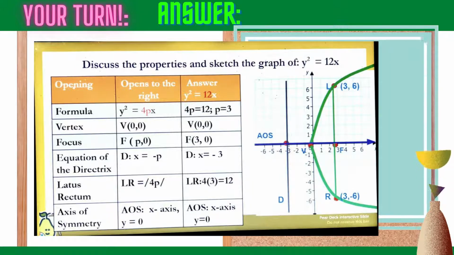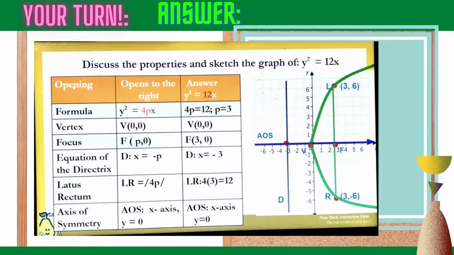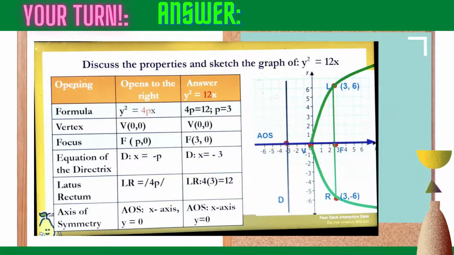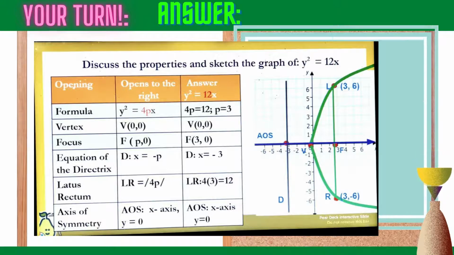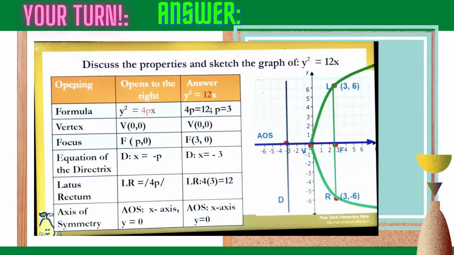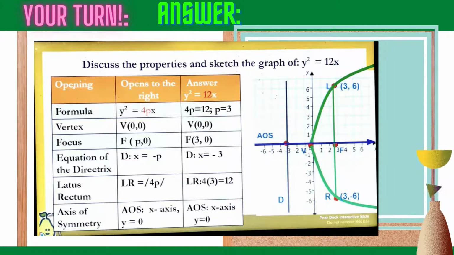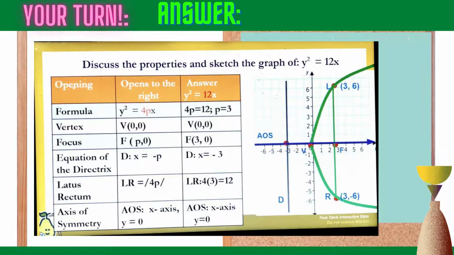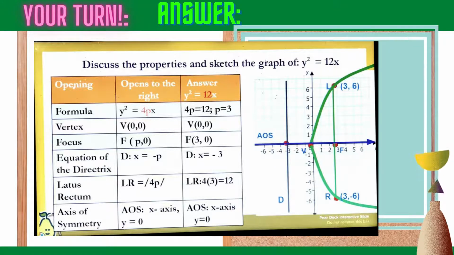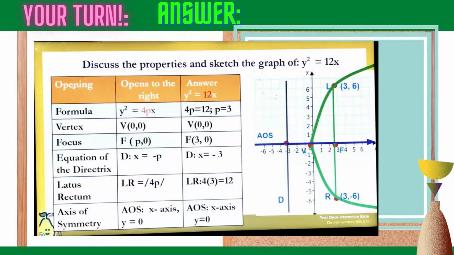So with the vertex at the origin, locate (3, 0) on the positive x-axis. This is your point F for the focus. And then from the vertex, you have to move 3 steps to the left and draw the line passing through x equals negative 3. This is your directrix. And then your AOS is a line perpendicular to the directrix, which is the x-axis.